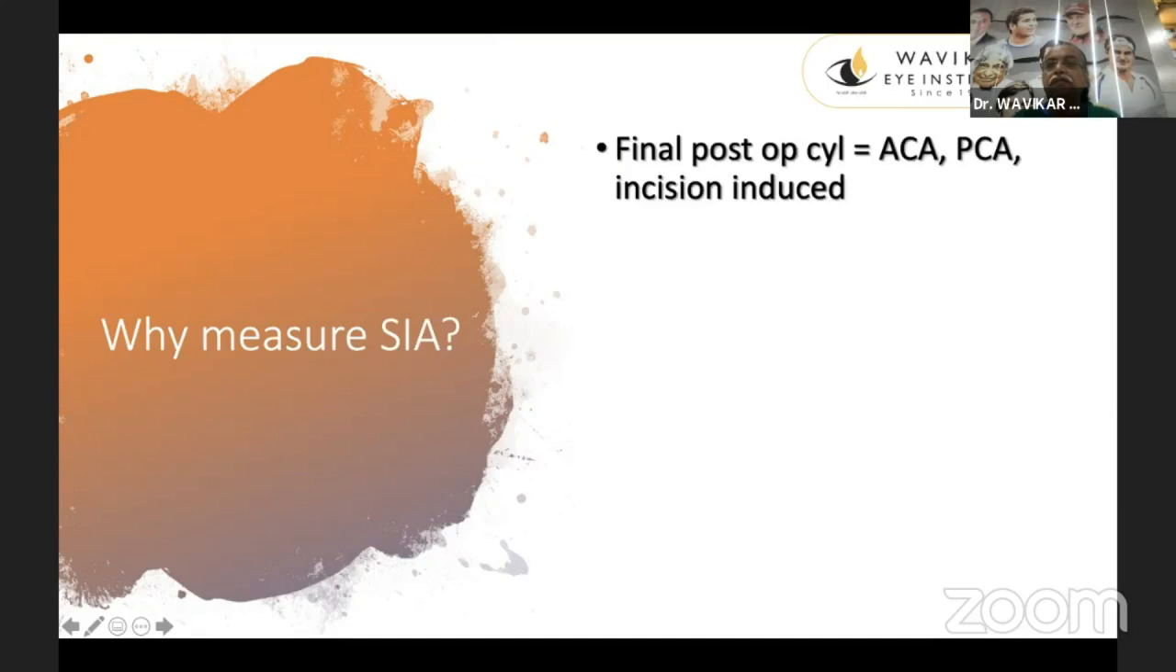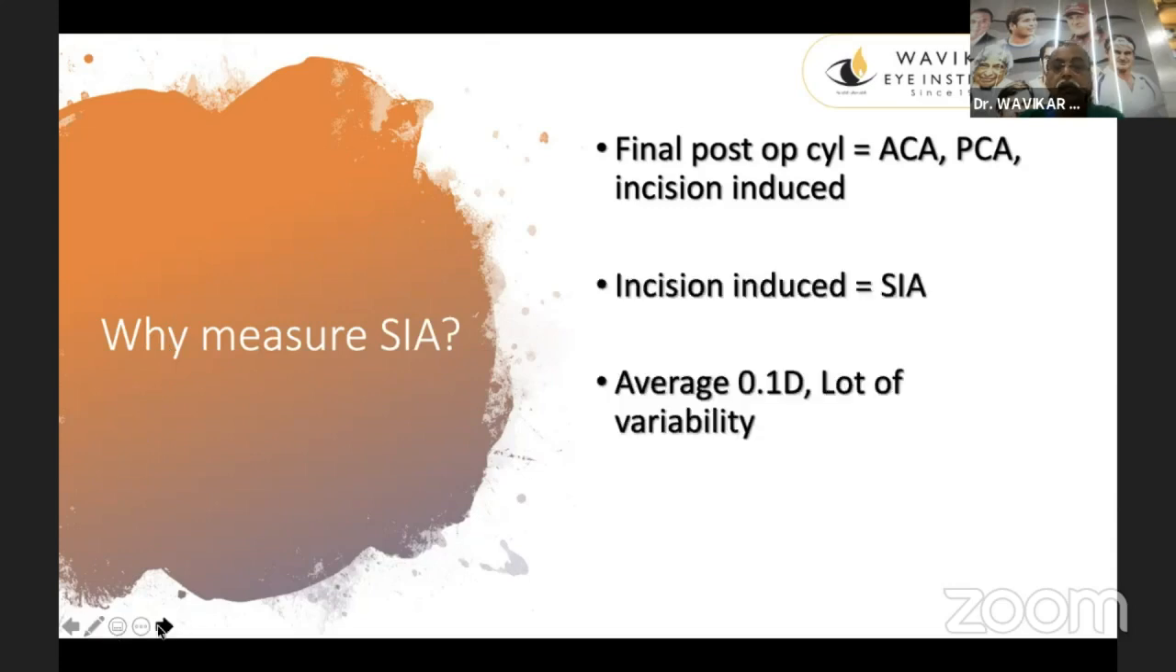The final postoperative cylinder is a measure of ACA, anterior corneal astigmatism, posterior corneal astigmatism, and the incision induced astigmatism, which we call SIA or surgically induced astigmatism. Now, the average is 0.1, but there is a lot of variability and there are many factors on which it depends. And therefore, putting an average SIA makes the calculation very precise.